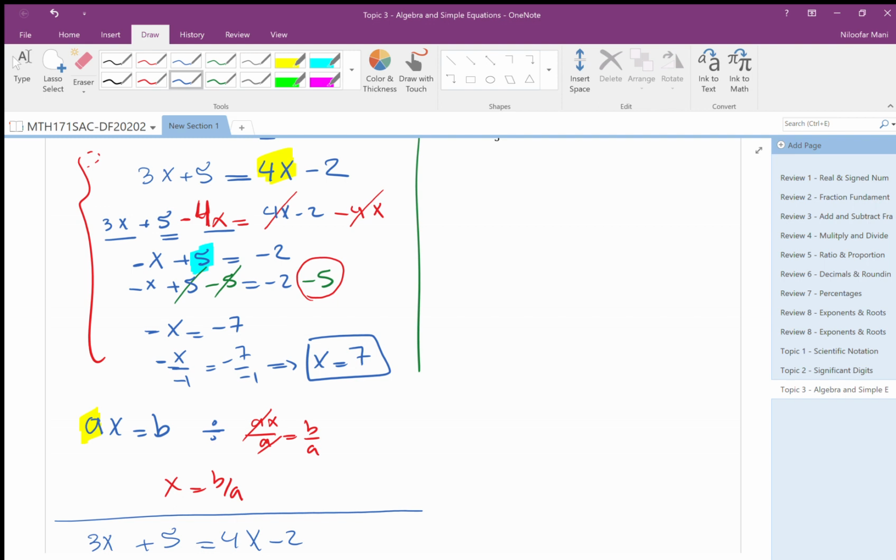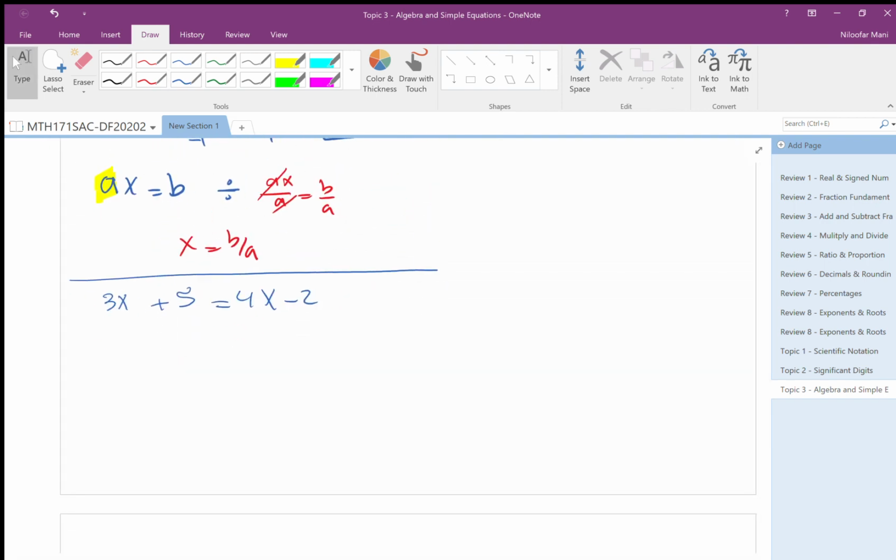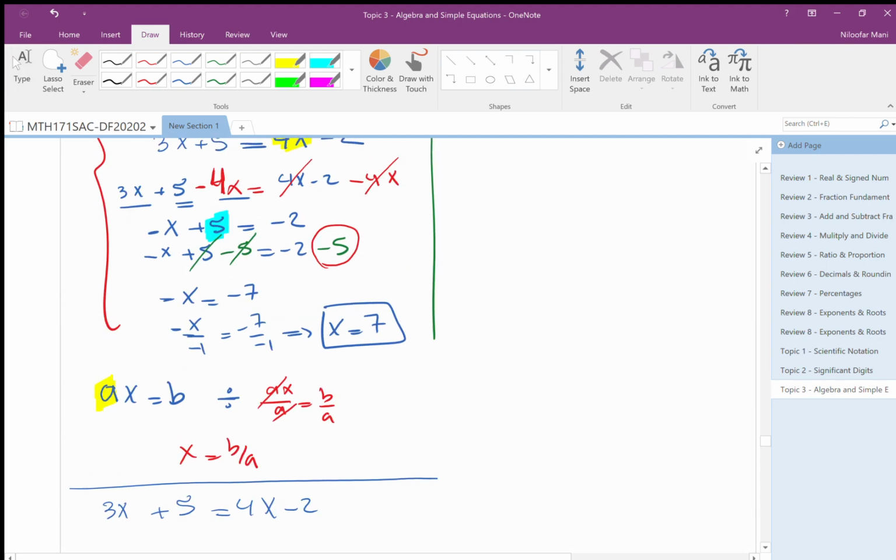Whatever has x, move it to one side, and whatever doesn't have x, to the other side. If you move, change the sign. If you don't move, don't touch it. Okay, so it is this. Look at this one. Look at here.